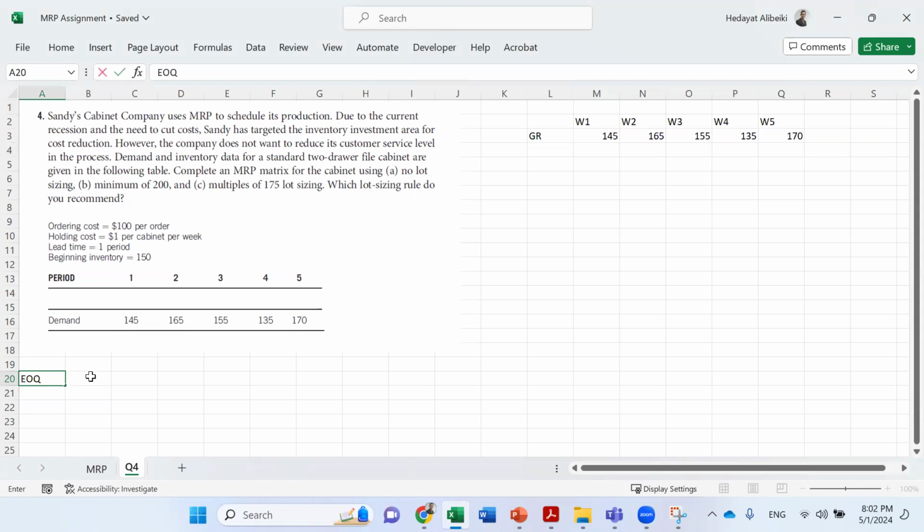So EOQ is the square root of 2 times annual demand. Annual demand is not given, so let me actually do those first. The elements we need for EOQ: annual demand, D; setup costs or ordering costs, S; and holding costs. But if I use annual demand, my holding cost also needs to be annual, right?